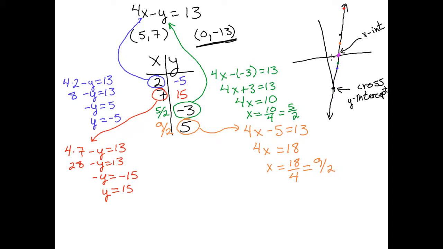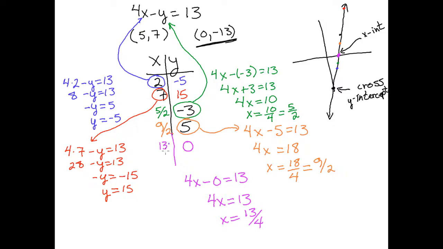Well, if we're trying to find where it would cross the x-axis, that means the y has to be 0. So we make our own little problem. We say we want to find the intercept by putting a 0 in for y. And then we make our own little problem here. 4x minus 0 equals 13. Oh, we can do that. 4x equals 13. X equals 13 fourths.